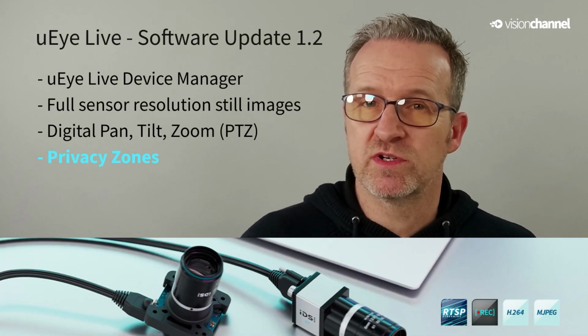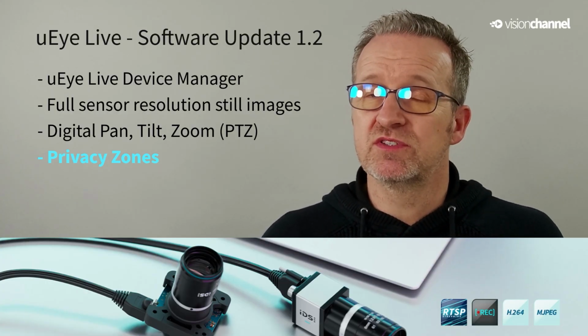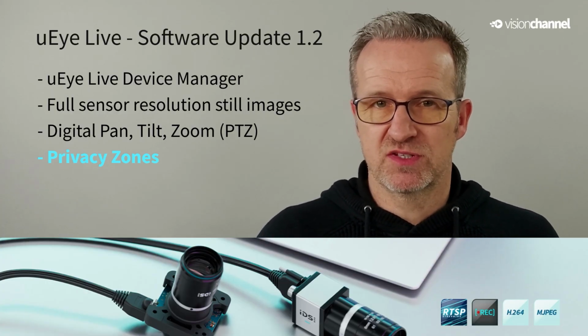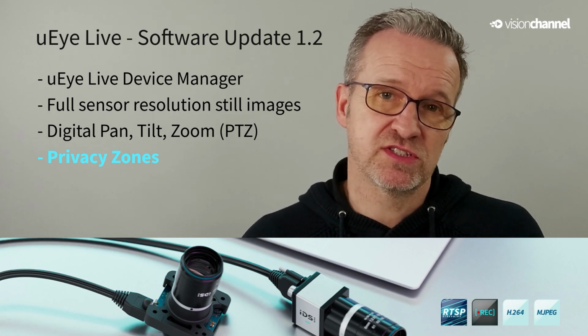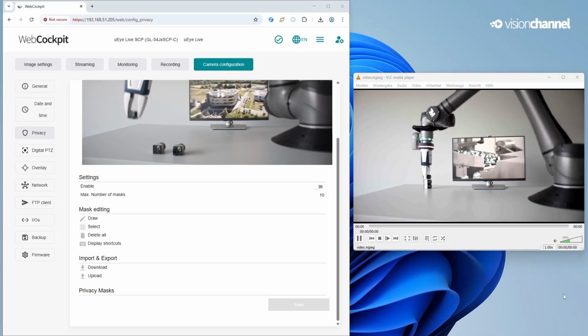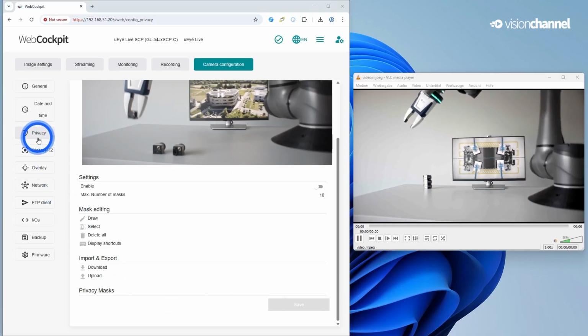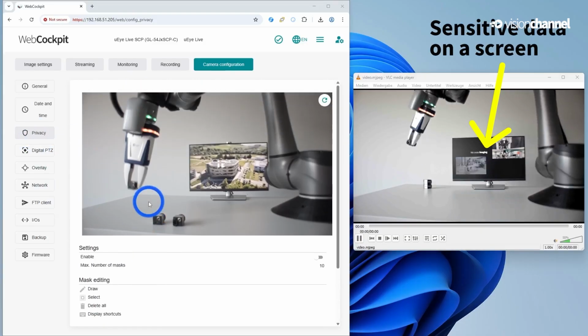The last feature I would like to show you is called privacy zones. Here too we will use the robot use case, because there could of course also be monitoring situations where sensitive data is visible in the field of view that should not be published or recorded. As can be seen here, this could be a monitor screen displaying such sensitive data.